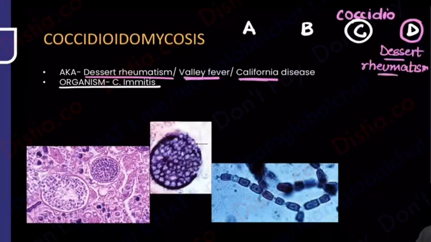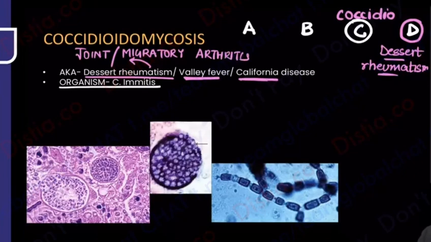And what is the meaning of rheumatism? Rheumatism will tell you that there is an element of joint involvement, which I have not told you for any other dimorphic fungus up till now. There's an element of joint involvement, or migratory polyarthritis can also be noted. So that is what you have to know over here. So simple: if you learn the word desert rheumatism, you know desert of Arizona, and rheumatism is for joint involvement. What is A and B?